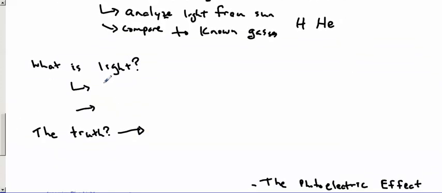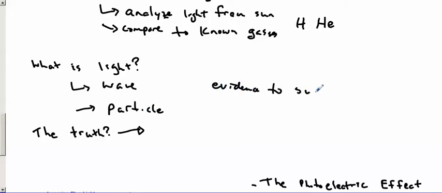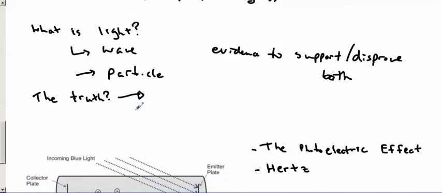What is light? Is it a wave or is it a particle? There is evidence to support and disprove both. And there was an argument for a long time in the scientific community. What is it? It's actually both. They call it wave-particle duality.